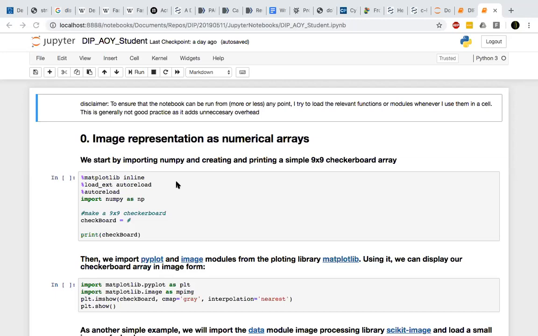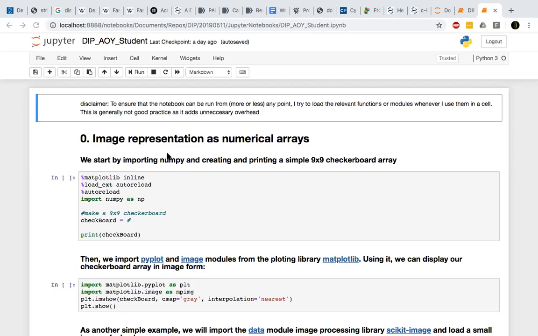In general, that's not really good practice because it just adds a lot of overhead. Every time I load a library, it takes some time, and that time is time that I won't ever get back. So just keep that in mind.